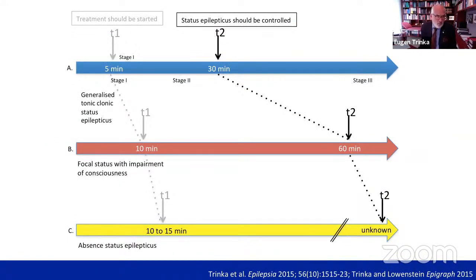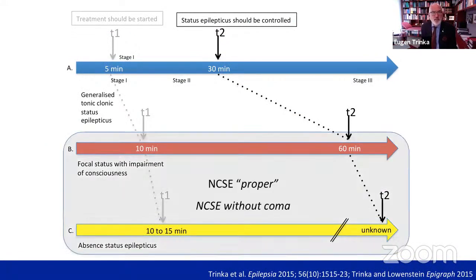The whole thing with T1 and T2 depicted in another way. We have non-convulsive status proper with and without coma. For example, focal status with impairment of consciousness lasting longer than 10 minutes at T1, and T2 we expect at 1 hour earliest.